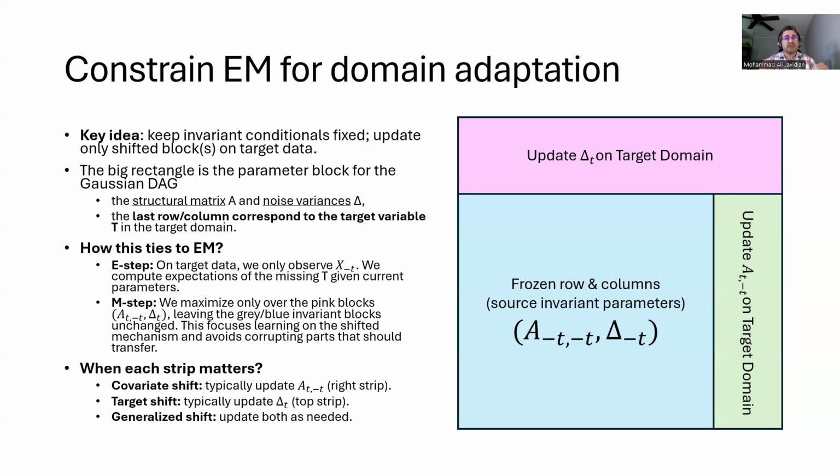Fewer parameters move means better stability, less overfitting, and it preserves EM's monotonic increase in observed likelihood while adapting exactly where the domain differs. With that idea, here is our first method at the population level.